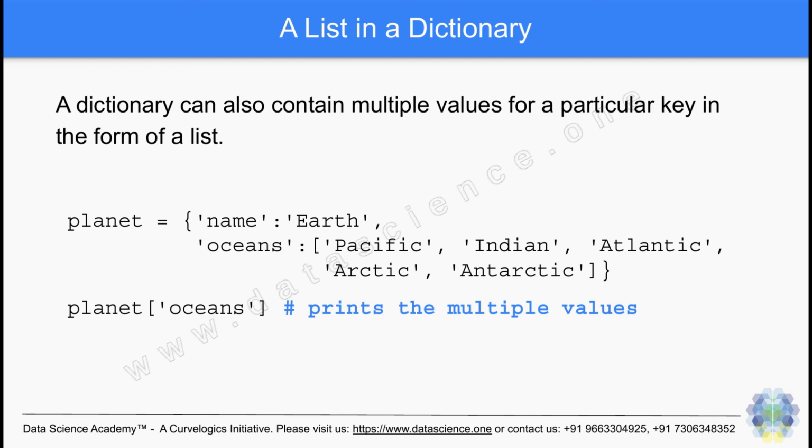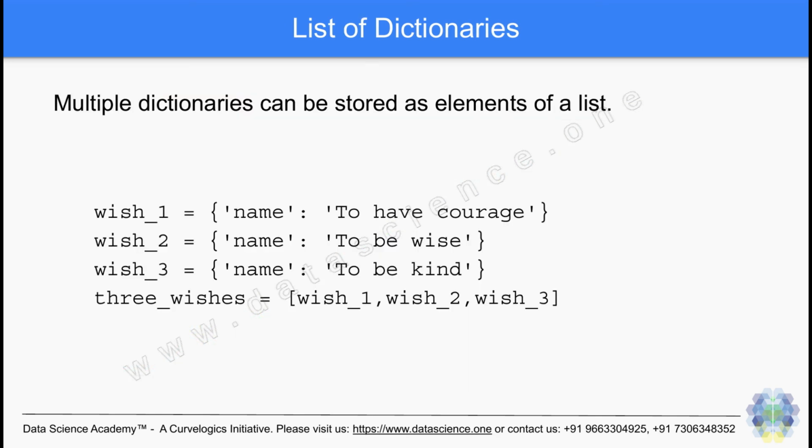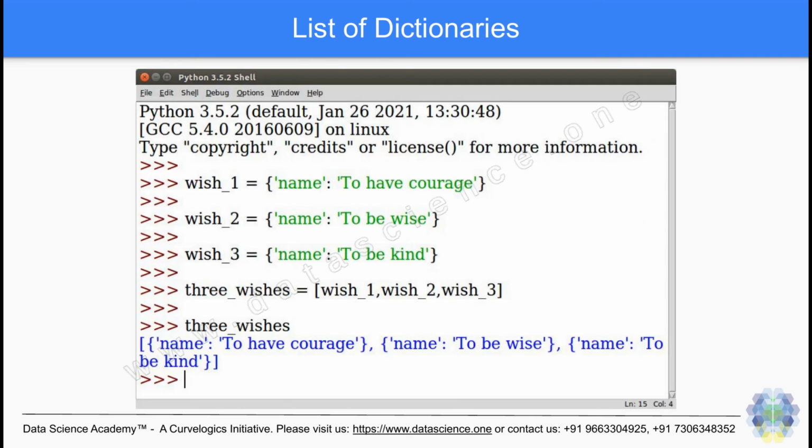A dictionary can also contain multiple values for a particular key in the form of a list. As an illustration, we create a dictionary called planet. To this dictionary, we have added a list containing the names of the 5 oceans as values to the key called oceans. Multiple dictionaries can be stored as elements of a list. In this example, we have created a list called threeWishes. The elements of the list are the 3 dictionaries, namely wish1, wish2, and wish3.